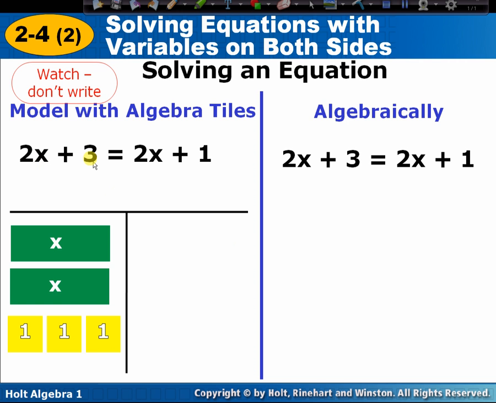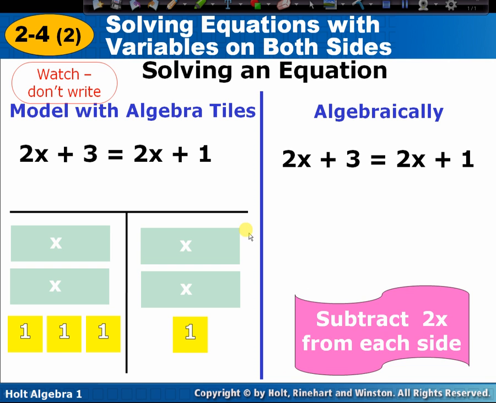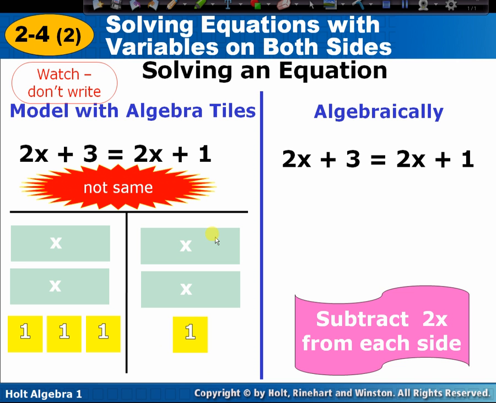This next one, we have 2x plus 3. So I have 2 x pieces and 3 unit pieces. And again, you're not writing this, you're just watching it. Then we have 2x plus 1. So I have 2 x pieces and 1 unit piece. If I subtract 2x from both sides and cancel out my 2x's, notice that I have 3 unit pieces on this side and only 1 on that side. So these are not the same.